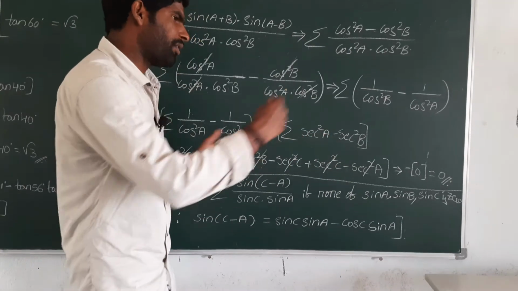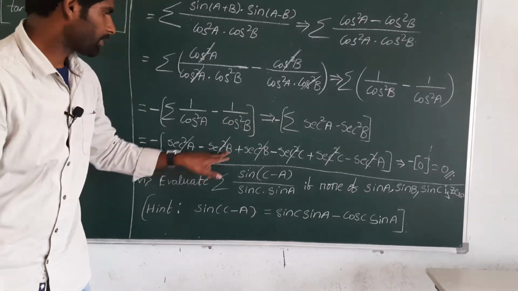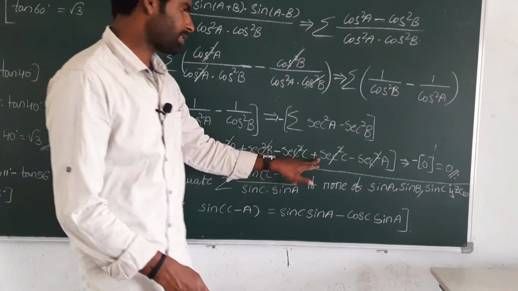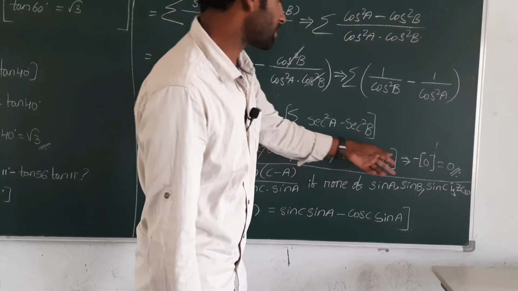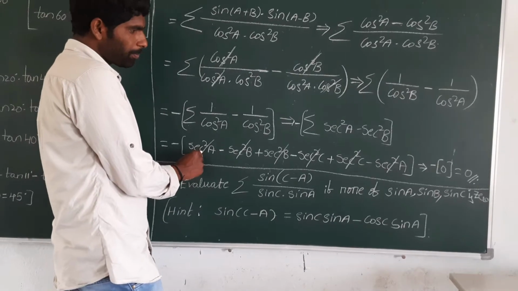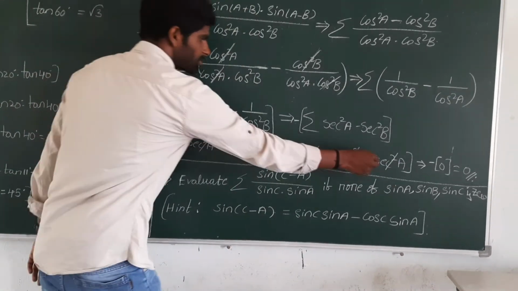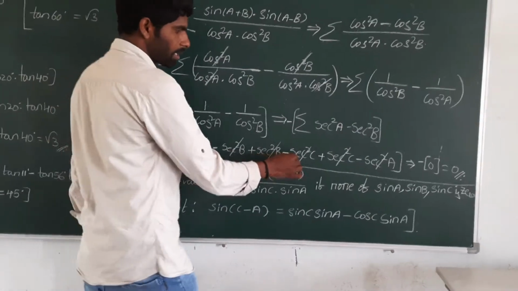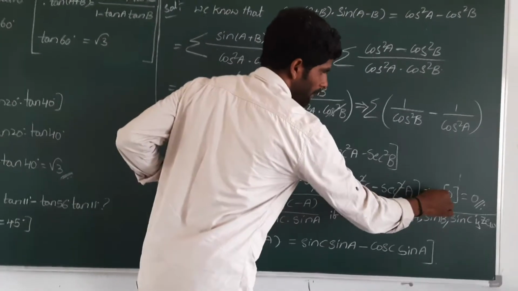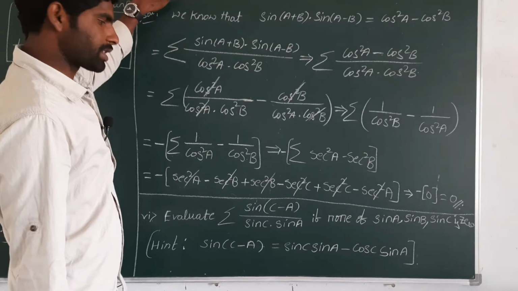If we have to do expansion: secant square A minus secant square B, plus secant square B minus secant square C, next term plus secant square C minus secant square A. You can observe here secant square A is positive, and in the last there is minus secant square A. These two terms cancel. These two terms also cancel. These two terms also cancel. Minus of this total will be 0. Minus of 0 equals 0. It is the answer for this question.